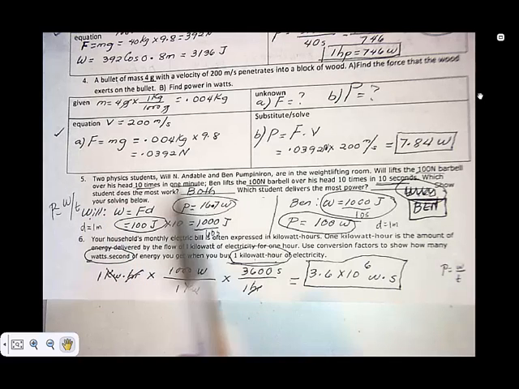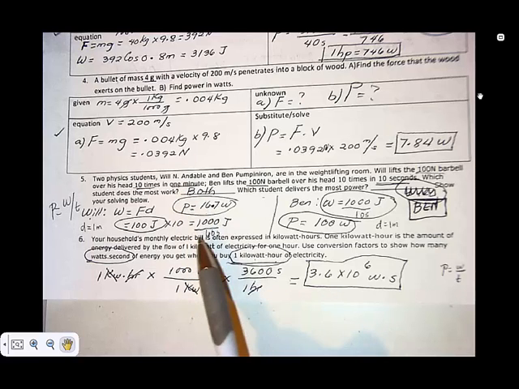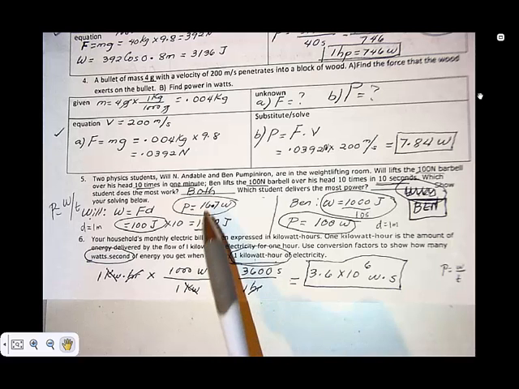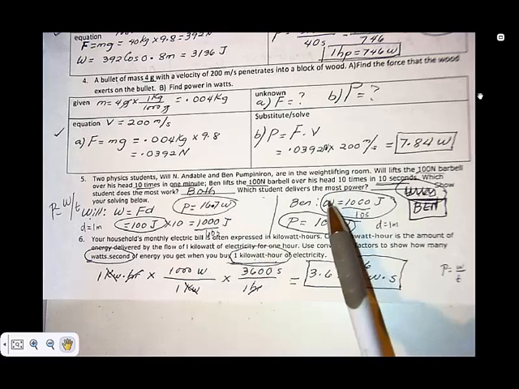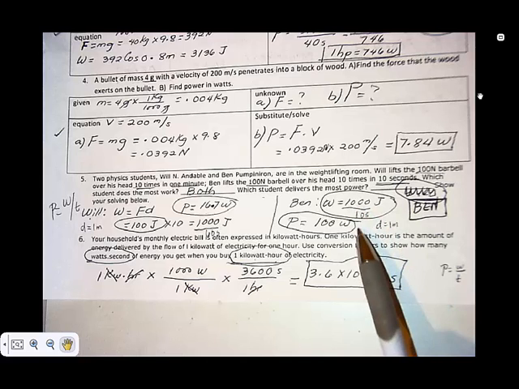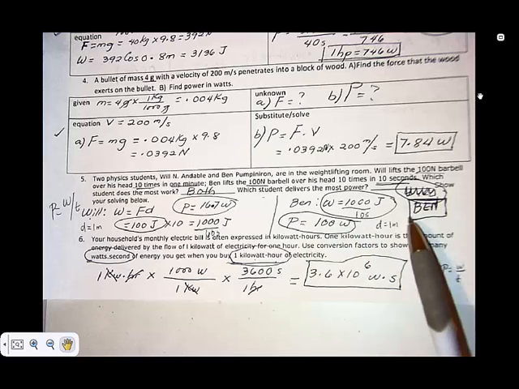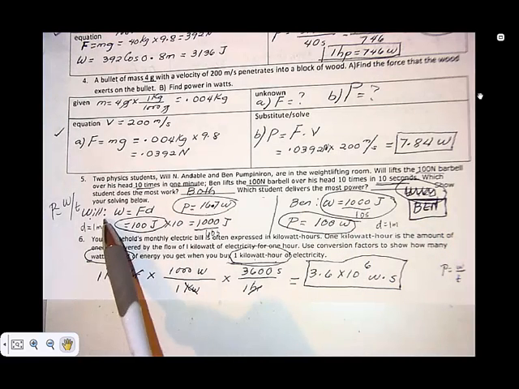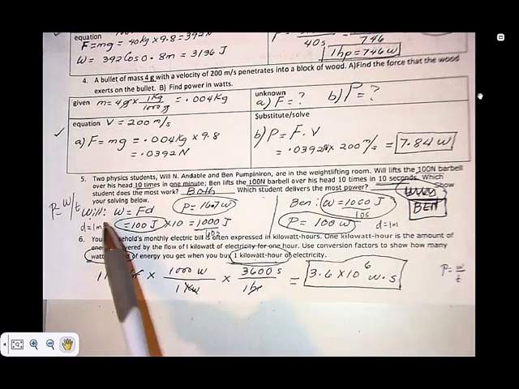Notice that Will did it for 1 minute, which is 60 seconds. So we divide 1,000 by 60. Use your calculator. His power is 16.7 watts, while Ben did this only for 10 seconds. So 1,000 divided by 10 will give us 100 watts. Notice that Ben is more powerful than Will because Ben did it in a shorter amount of time compared to Will with the same amount of work.